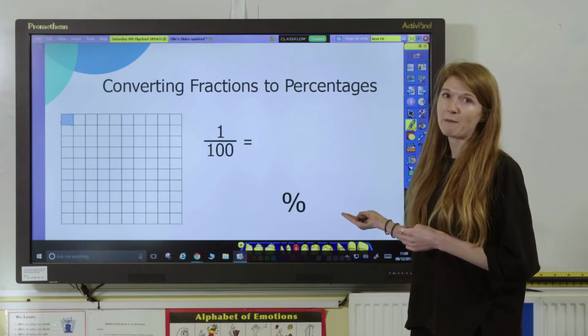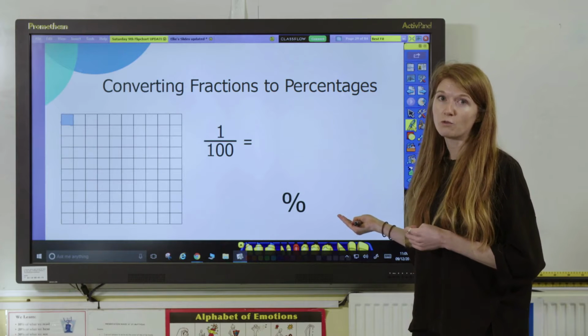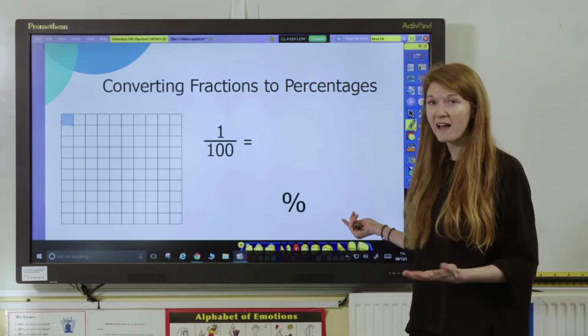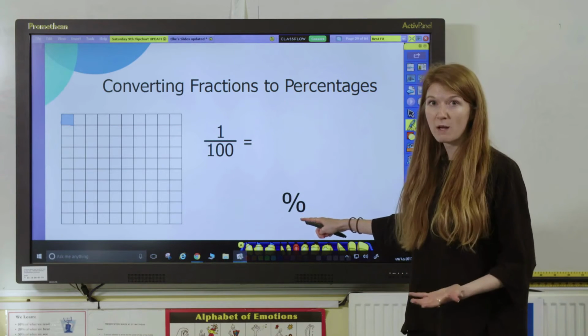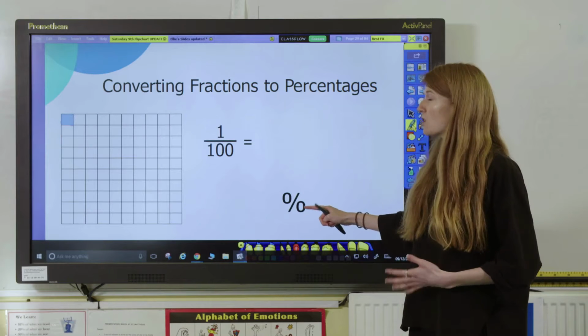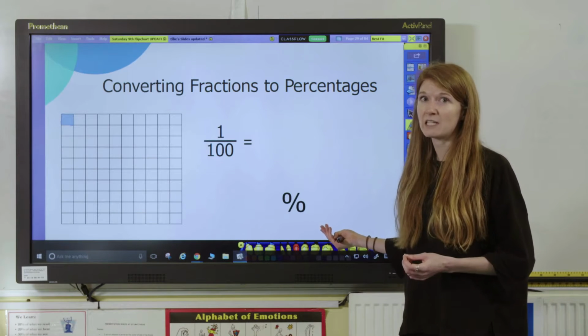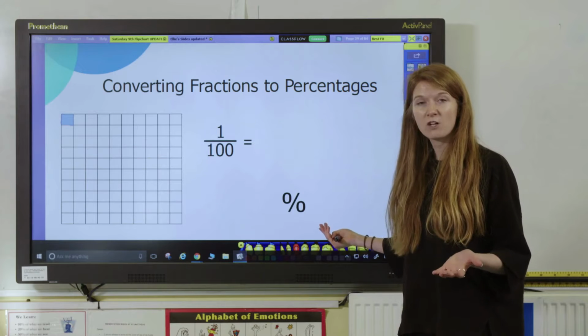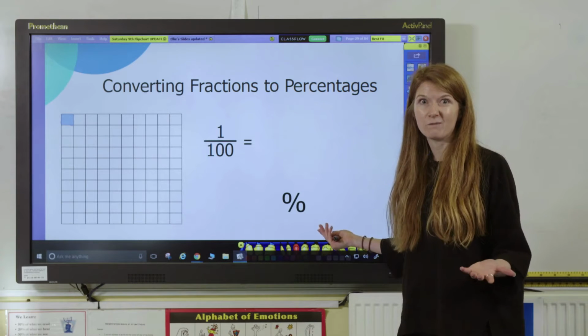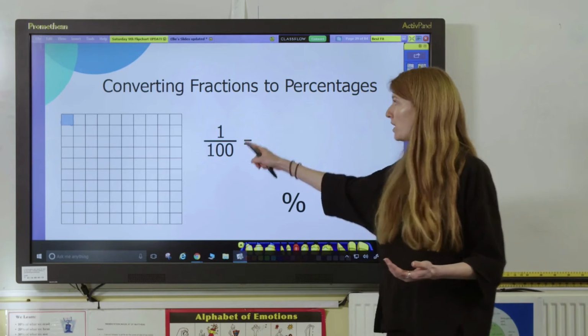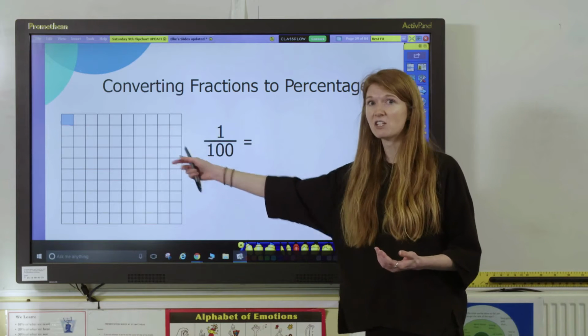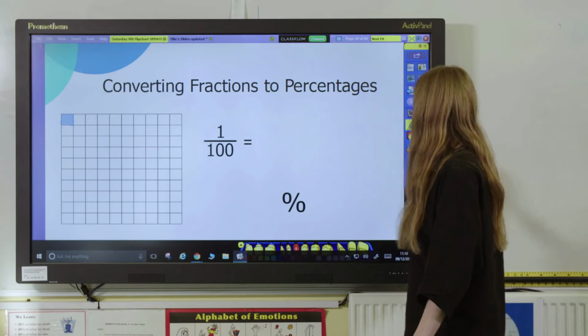The first thing to remember is that percent is out of 100. That's what it means. And in fact, that's where the percent symbol comes from, and that's why it looks like that. So for that reason, the fractions that are the easiest to convert into percentages are those that are already out of 100, are those that have a denominator that's 100. So 1/100th, you can see it represented visually there, is 1%.